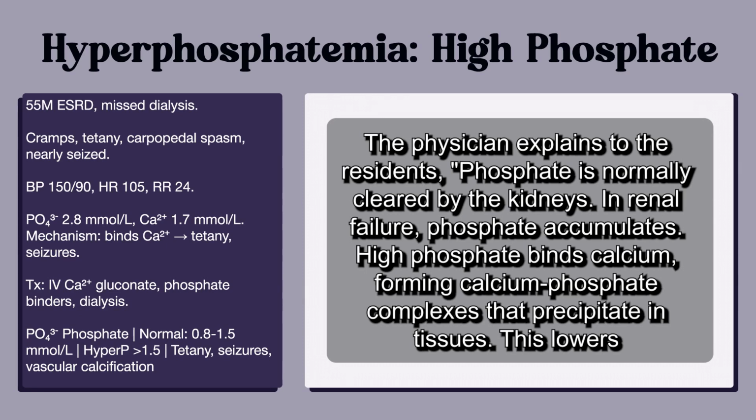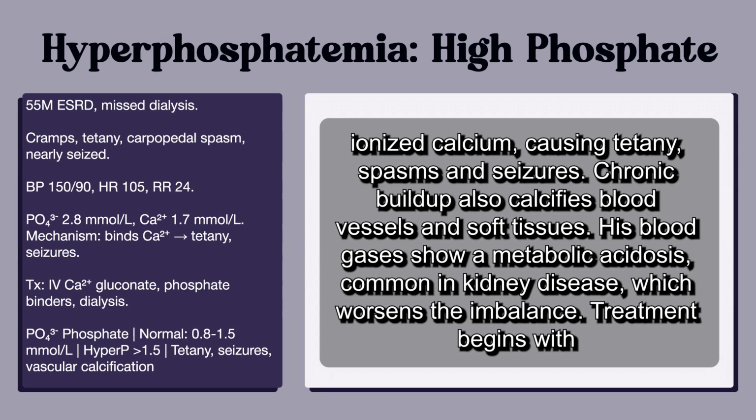The physician explains to the residents, phosphate is normally cleared by the kidneys. In renal failure, phosphate accumulates. High phosphate binds calcium, forming calcium phosphate complexes that precipitate in tissues. This lowers ionized calcium, causing tetany, spasms, and seizures. Chronic buildup also calcifies blood vessels and soft tissues. His blood gases show a metabolic acidosis, common in kidney disease, which worsens the imbalance.